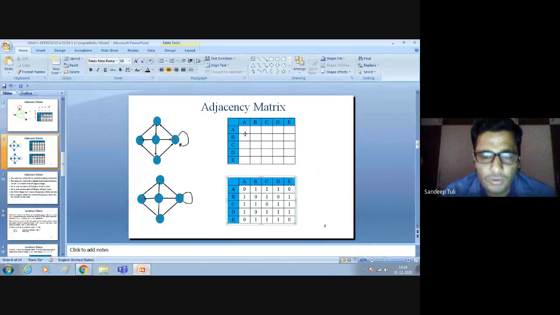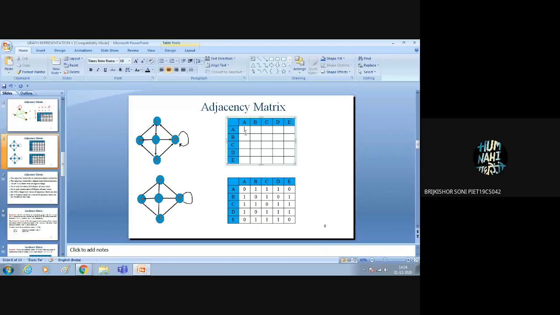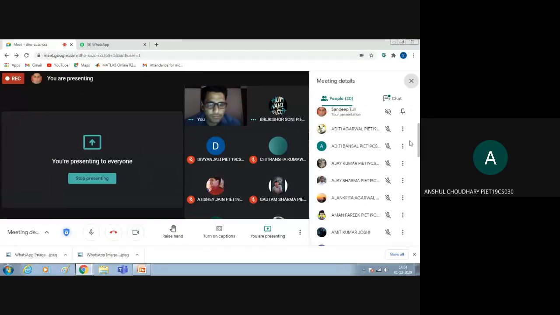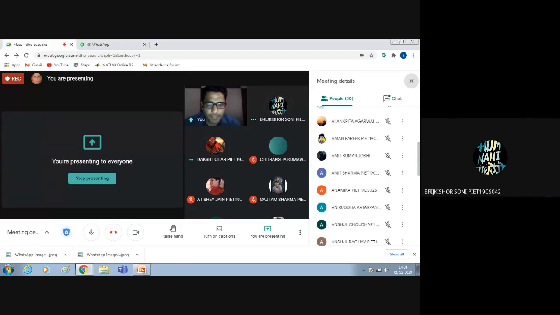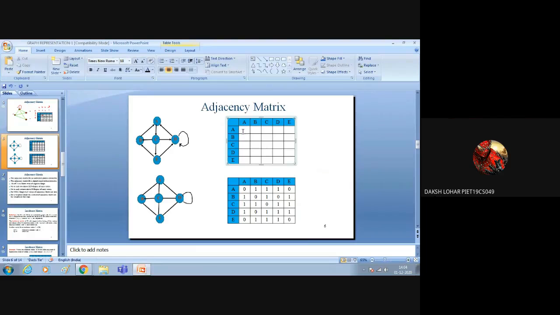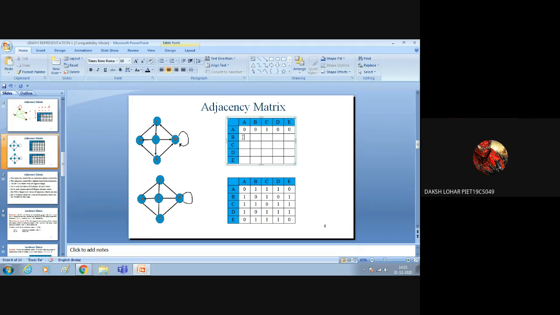Come on. Now can anybody tell me for the directed graph? Yes sir. Who will tell? A to Daksh. A, 0. Daksh, very good. Daksh, tell. For A, 0, 0, 0, 1, 1, 1. Very good. 0, 0, and again 0, 0. Very good. For B.